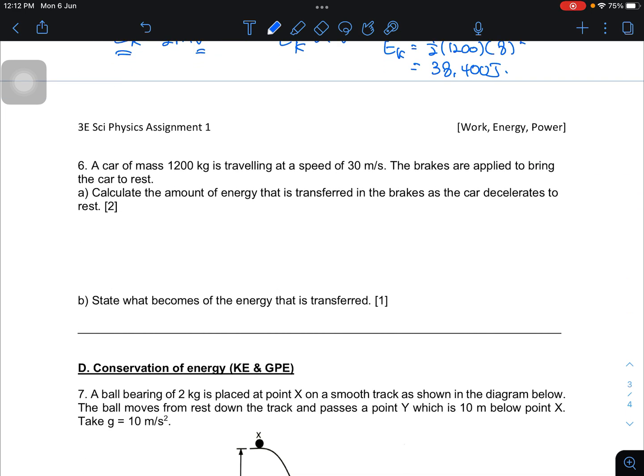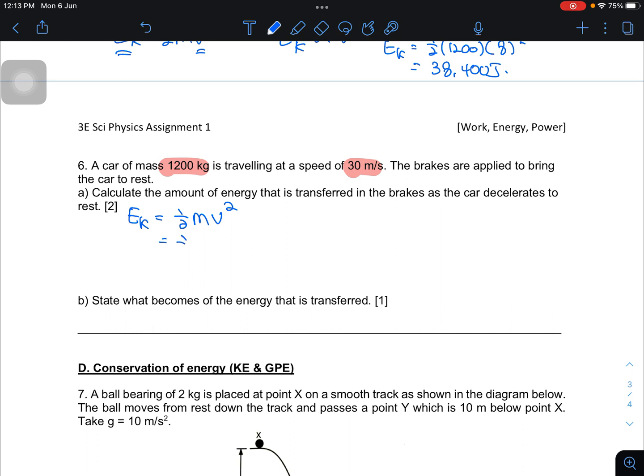Question 6. A car of mass 1,200 is traveling at a speed of 30. The brakes are applied to bring the car to rest. Calculate the amount of energy that is transferred in the brakes as the car decelerates to rest, to 0. Let's find out what was the kinetic energy of the car when it was traveling at 30.